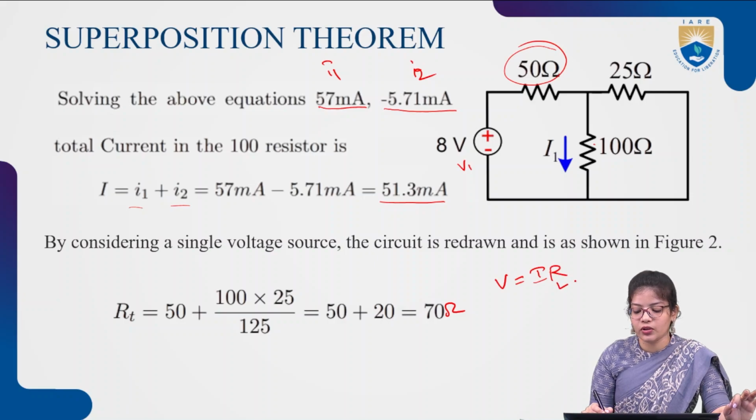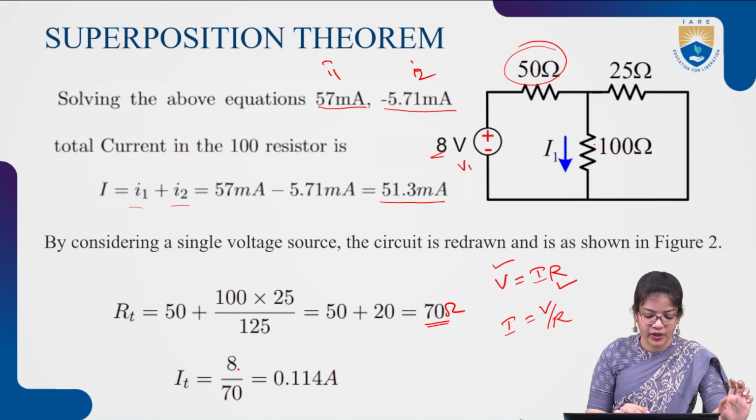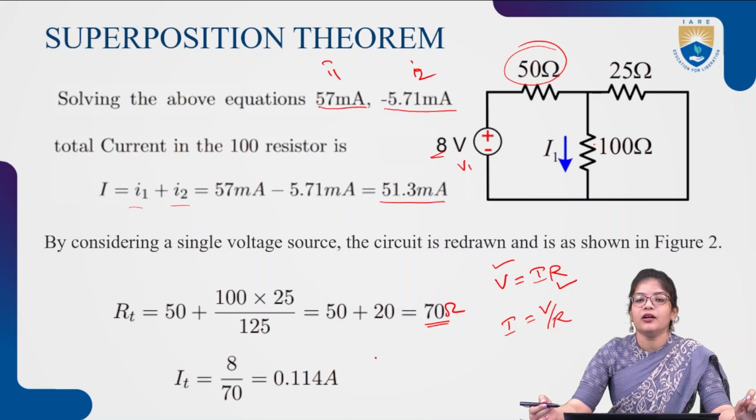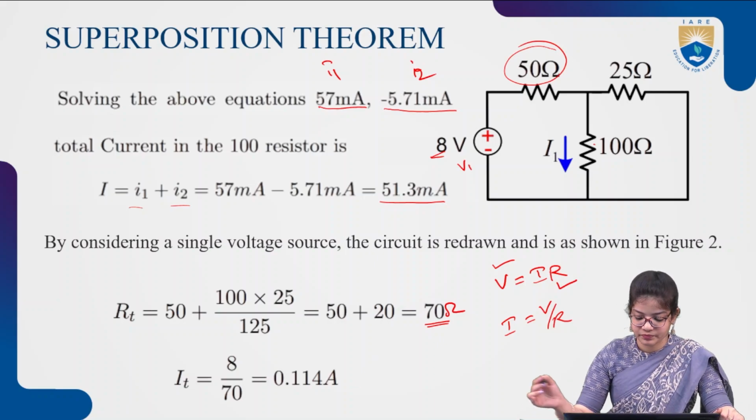So we already know the value of resistance, which is 70 ohms, and we know the value of V, which is 8 volts. So from this we can calculate I = V by R. So after calculating V by R, which is 8 by 70, we'll get the value as 0.114 amperes. Now here we are going to apply current division rule.